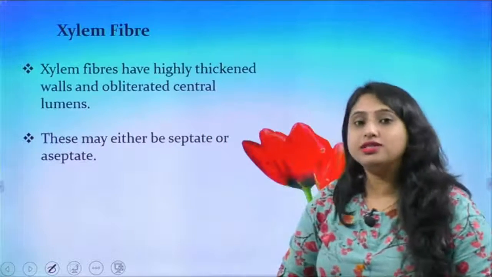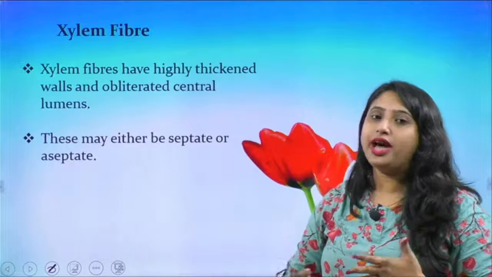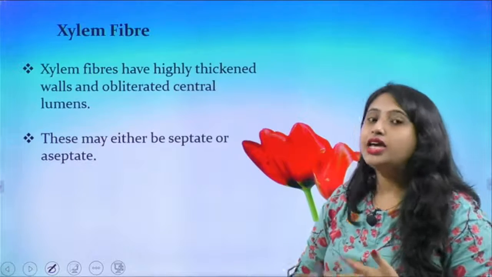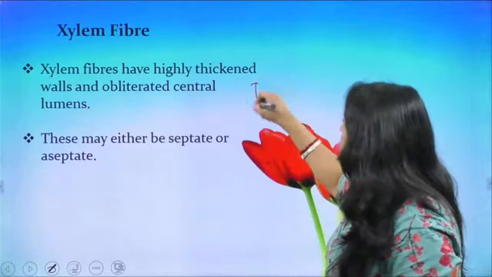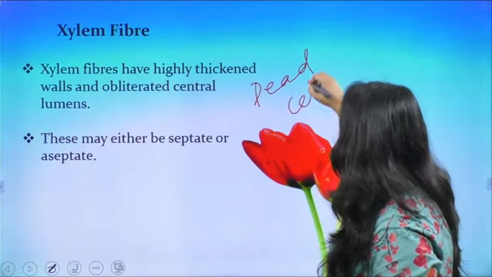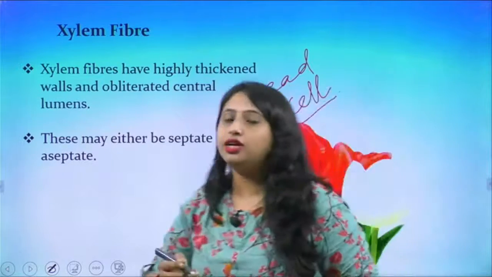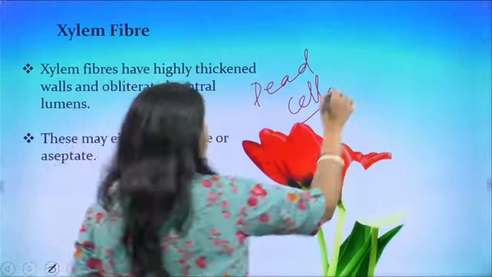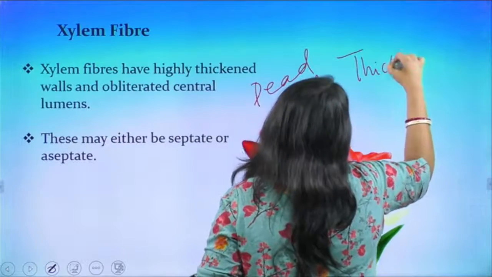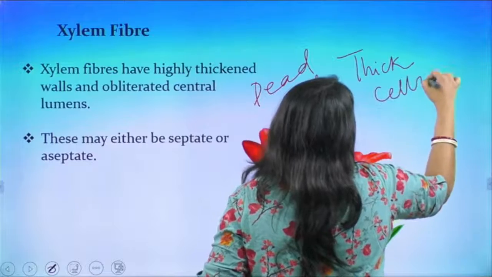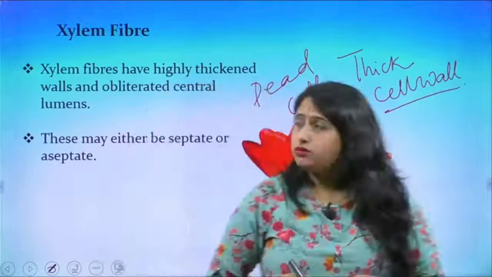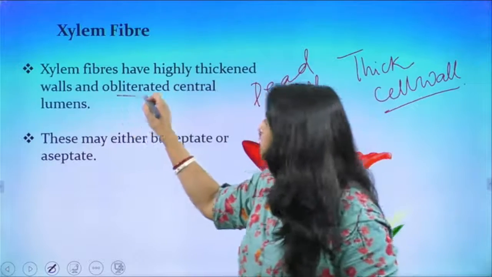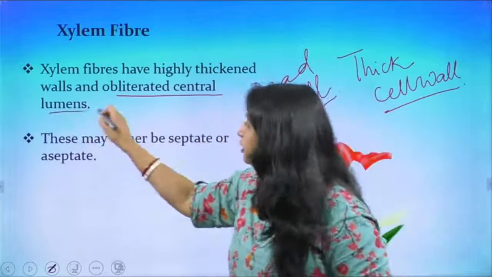Next, let us see what xylem fiber is. As you know, xylem fiber is also dead. They are dead cells, very thick, and they have thick cell walls and an obliterated central lumen.